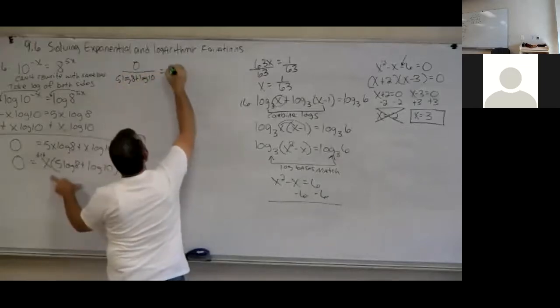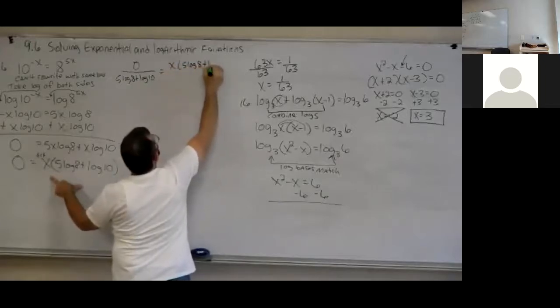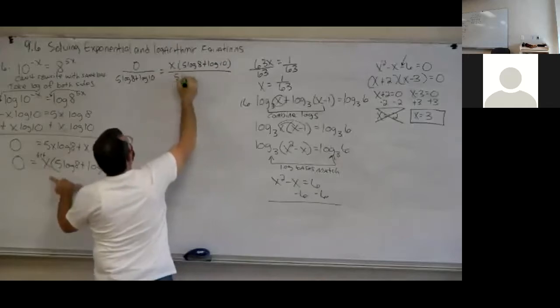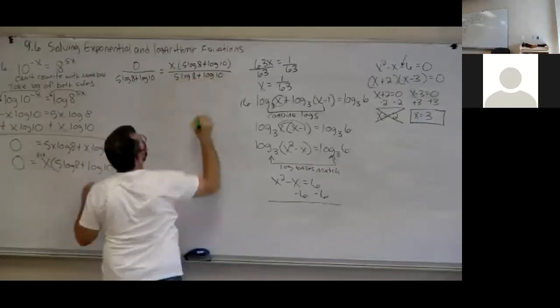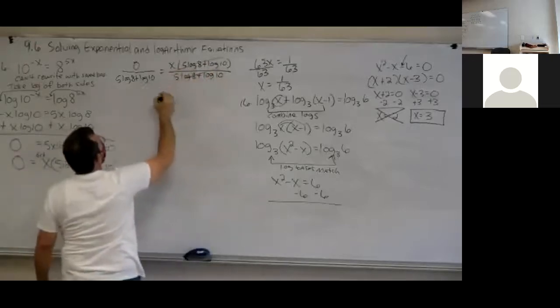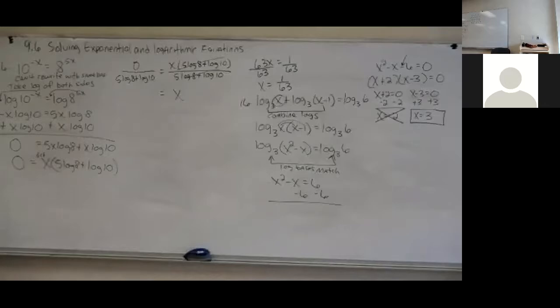And then this side, x times (5 log 8 plus log 10) divided by (5 log 8 plus log 10). So I'm going to cancel them. I now have x by itself. And I'm not going any further because I know 0 divided by anything is 0.